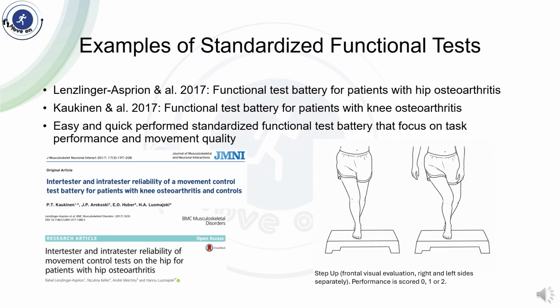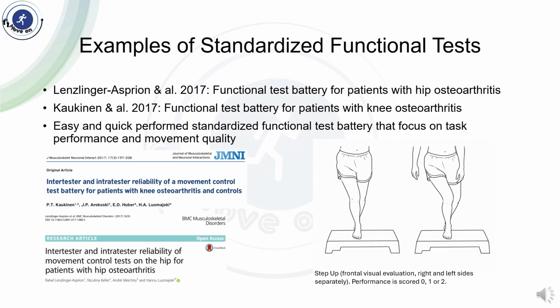Functional tests are an effective way to gather information about lower extremity and pelvic control. In 2017, Lenzlinger-Asprien et al. published a functional test battery for patients with hip osteoarthritis, and Kokkonen et al. published a similar test battery for patients with knee osteoarthritis. These tests are relatively easy and practical to perform and include various squatting tasks, stair ascent and descent tasks. The assessment focuses both on task performance and movement quality, including the identification of movement control impairments.